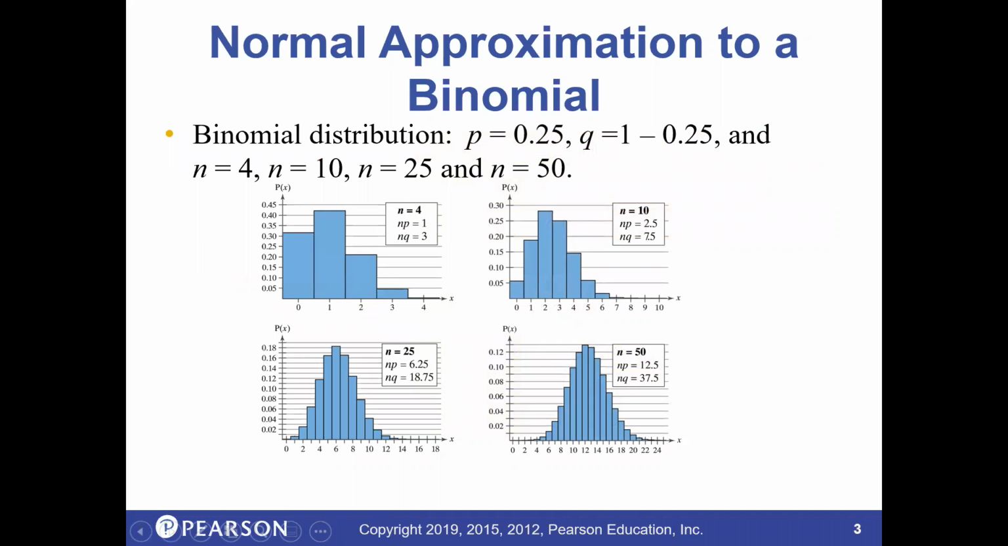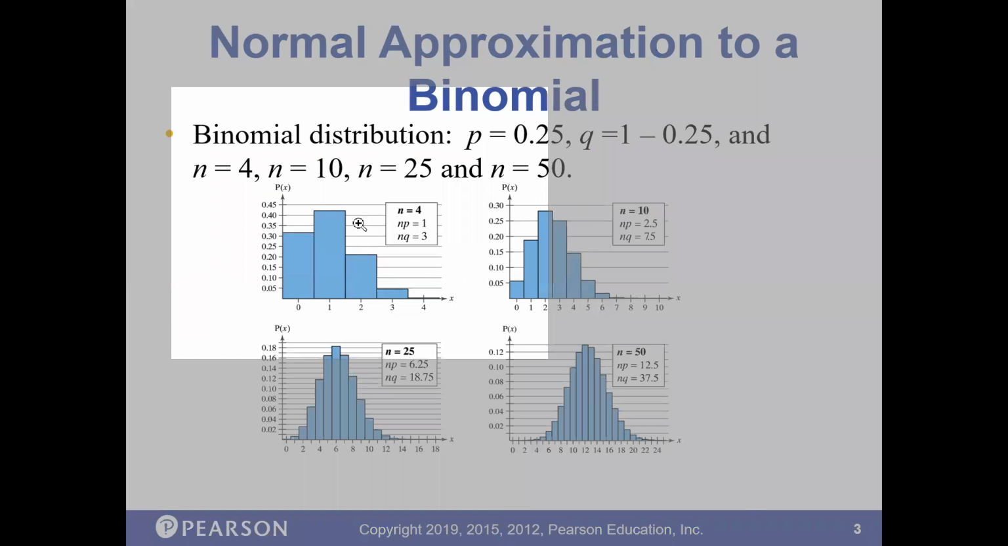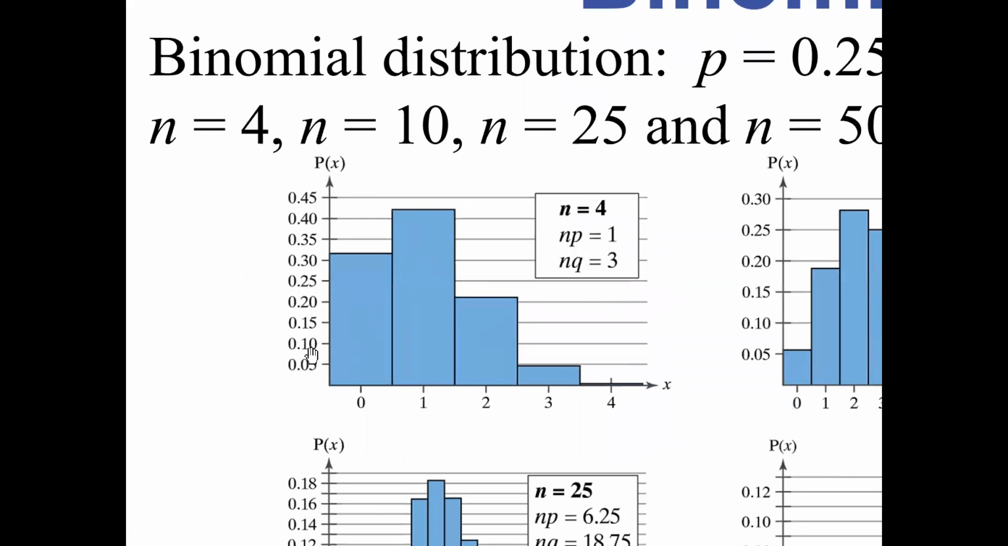Let's think about a probability of 25% being success. That means 75% is non-successful. Let's say our n size is 4, and then we'll look at n of 10, then 25, and then 50. If n is equal to 4, notice n times p and n times q are 1 and 3, that would surely fail. Does that look like a normal distribution? Not at all, right? It's super skewed right.